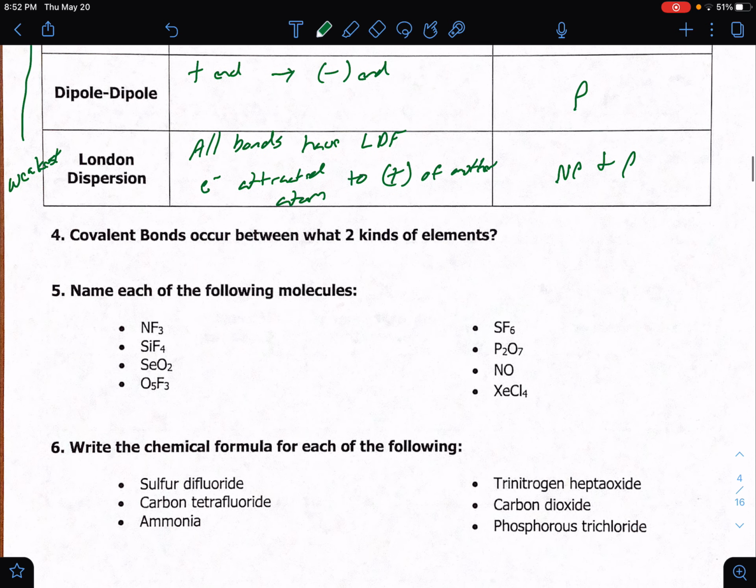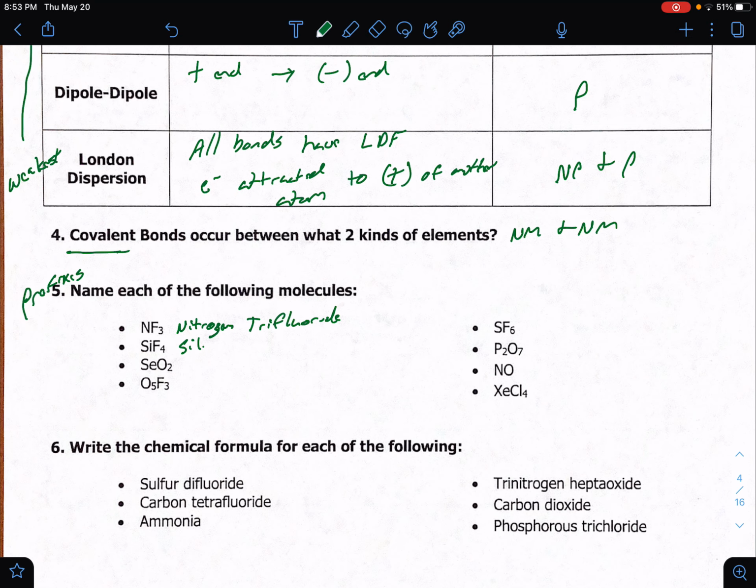Number 4: covalent bonds occur between what two kinds of elements? This is going to be a non-metal and a non-metal, so both on the right side of that staircase. The way I remember that is covalent almost sounds like coexist, so they're both on the right side. This is when we use our prefixes. In NF3, we never use mono on the first one. You can use mono on the second one, but not on the first one, so this would just be nitrogen, and 3 fluorine, so trifluoride.